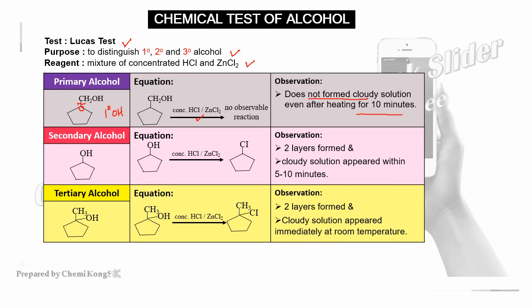And then this is secondary alcohol. You check for this C, attached with 2 carbon. So when secondary alcohol reacts with the Lucas reagent, it will form 2 layers. At the same time, a cloudy solution will be formed within 5 or 10 minutes.